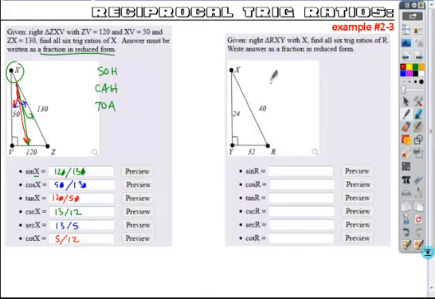I want you to try that here with this problem to the right. Just really quickly see if you can identify those 6 trig ratios of the triangle provided.